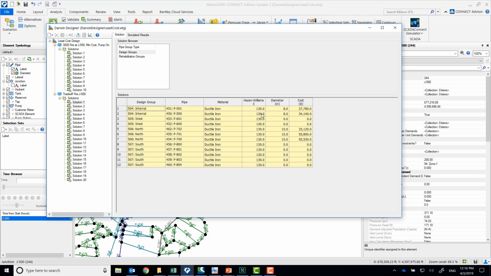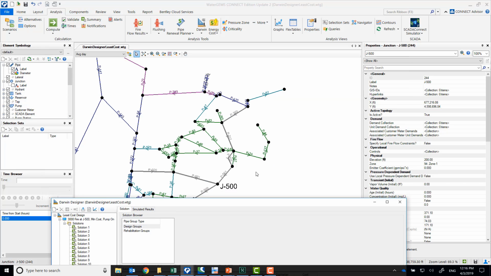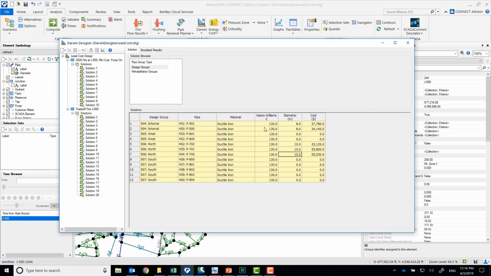Solution 1 says internal diameters 8 and the other diameter is 10. Now, what does that do? Let's think about that for a moment. The internal ones are 8-inch, but the external ones are 10-inch. So the nodes in the north area of our model, so the nodes right here, are all going to have better pressure because now there are more pipes and bigger, right? So in terms of pressure benefits, that's a really good solution.